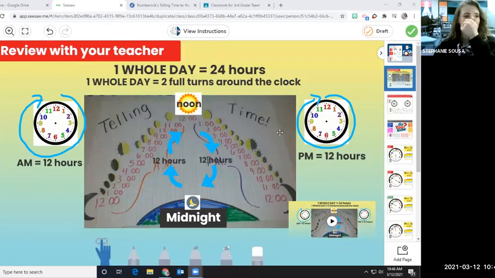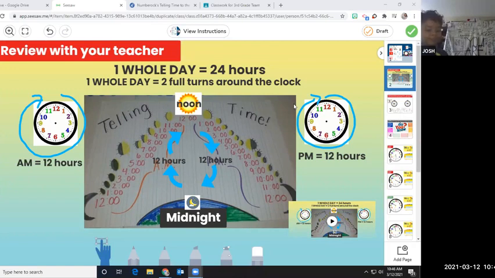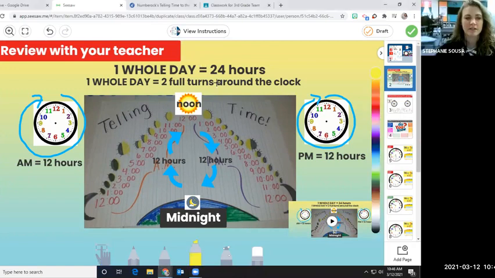All right, here we go. Slide 2. Review with your teacher. 1 whole day is 24 hours. There's that military time that Steve was talking about. 1 whole day equals 2 full turns around the clock. At midnight, we go all the way around the clock until we get back to noon, and then we switch, and we go from noon all the way around the clock to midnight, and then we keep switching back and forth. AM is typically morning, PM is afternoon and evening.